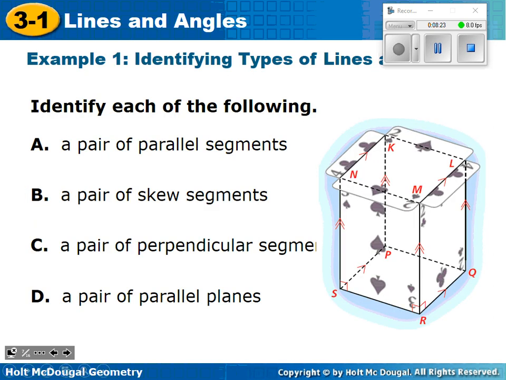Okay, so we'll do this one together and then you guys can try the last one and we'll check. So let's go with Karina. Can you give me a pair of parallel segments? KP and LQ, yes. So KP is parallel to LQ. Is everybody okay with that? There's lots of options, but KP is here and LQ is here, and those are marked to be parallel. All right, I need a pair of skew segments. Javi?